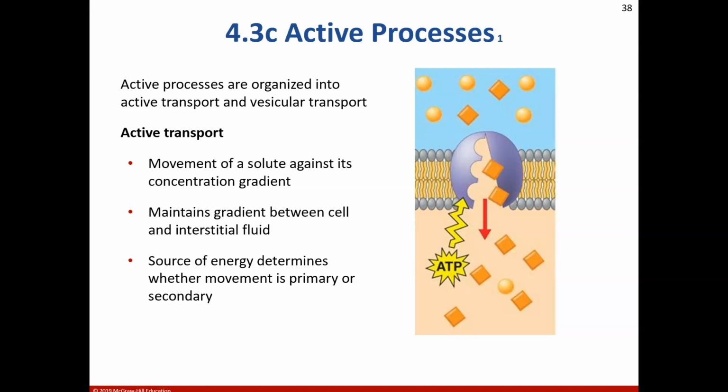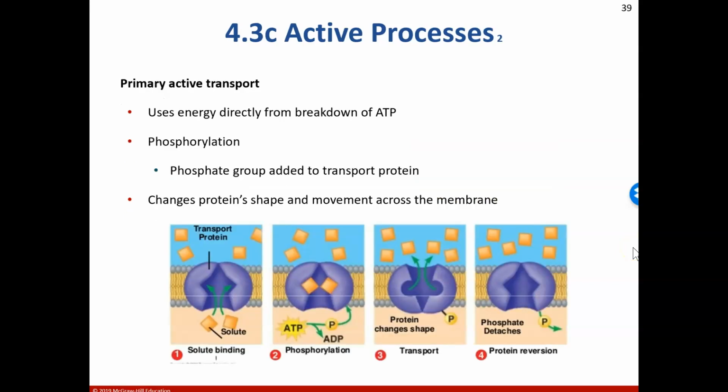So let's see exactly what I am talking about. First, let's discuss primary active transport. We are going to use energy here by directly breaking down ATP. Remember, we go through the process of phosphorylation, in which a phosphate group added to a transport protein will allow changes to the protein shape and movement of the substance across the membrane.